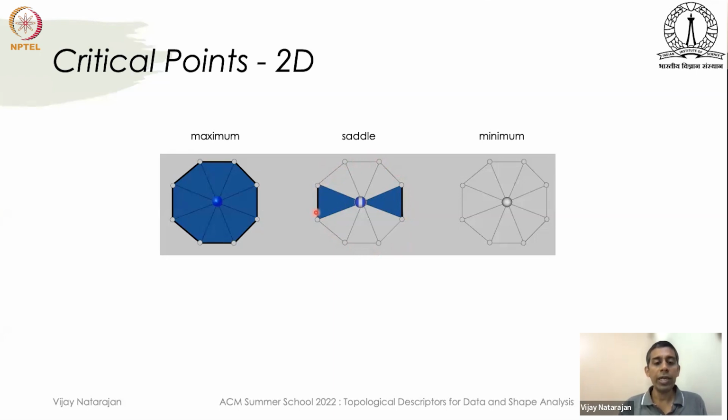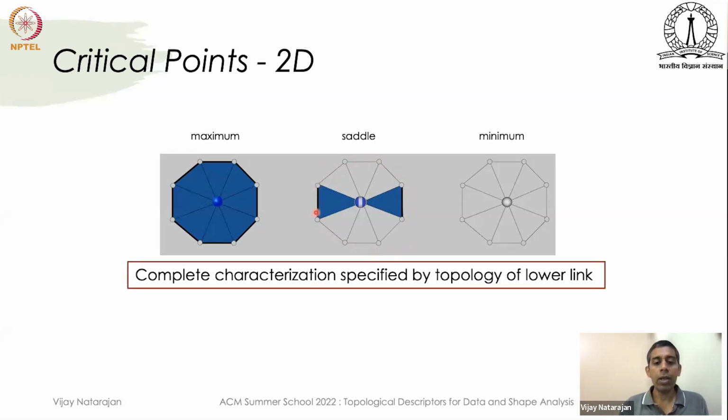So again, topology comes to the rescue. The topology of your lower link helps you distinguish between different types of critical points. This is how we identify critical points in practice. And this is a linear time algorithm.